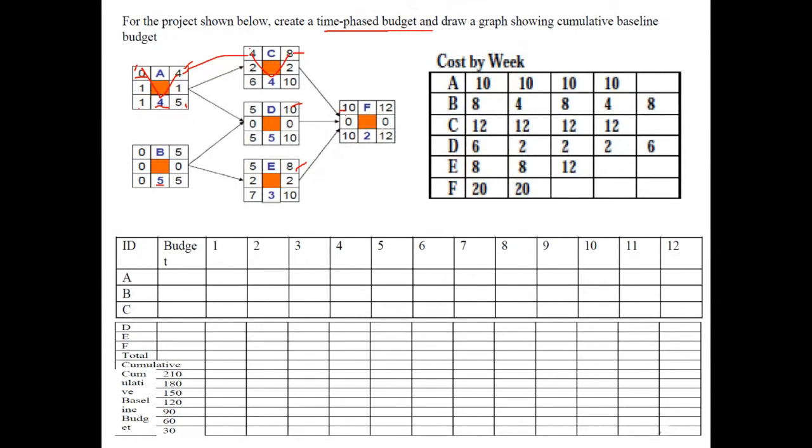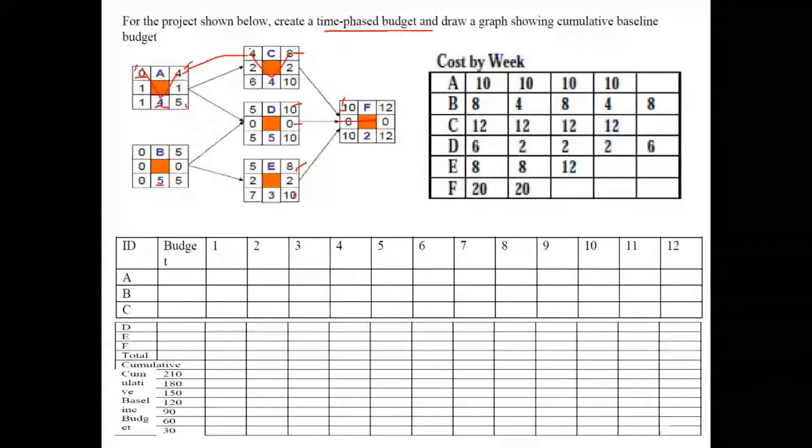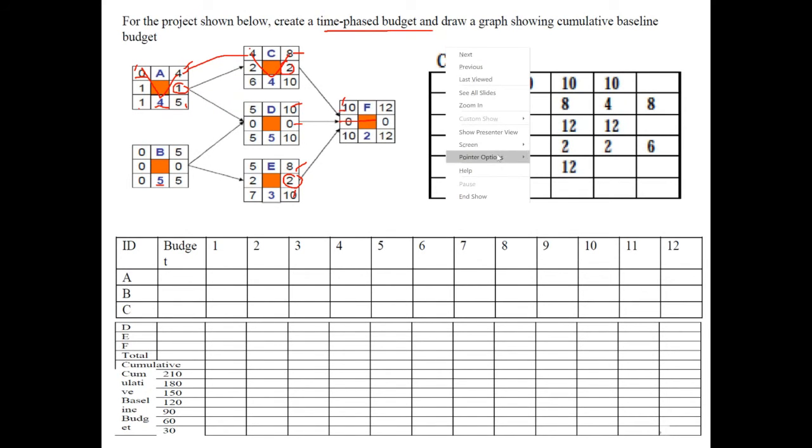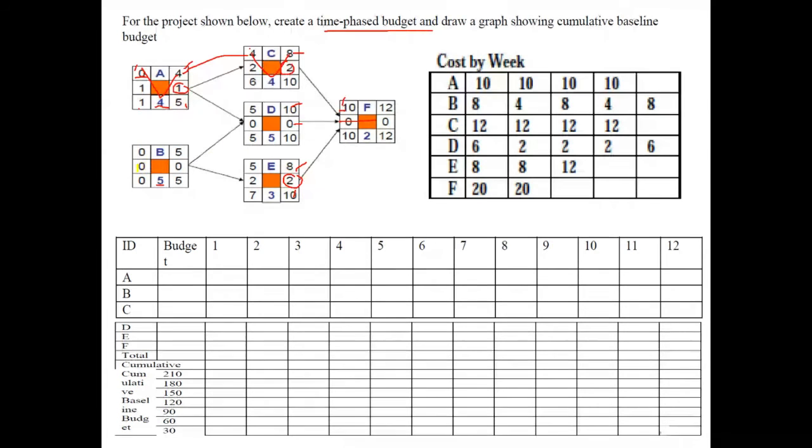The float is calculated by subtracting the box at the top from the box at the bottom. So 10 take away 10 is 0, which tells us this is a critical activity. Again here, 10 take away 10 is 0. Here, 10 take away 8 is 2, so this is a non-critical activity. 5 take away 4 is also non-critical, and this one is non-critical as well. So our critical path, comprising the activities with 0 float, is B, D, and F. However, this is not the question being asked.